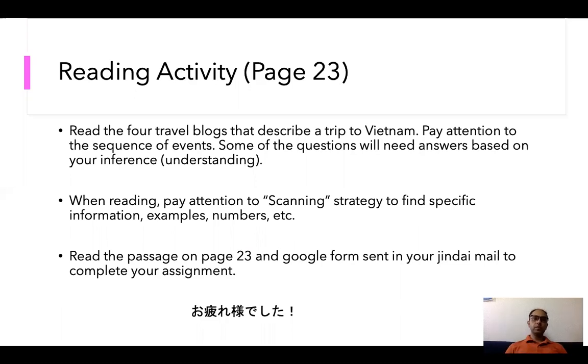Okay. Then when you read, pay attention to the reading strategy we call scanning. Scanning is a strategy to find specific information such as examples, numbers, and dates. Then read the passage on page 23. When you finish reading, use the Google Form I sent you in your email and complete your assignment.